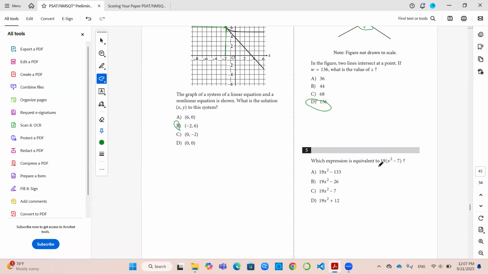Which expression is equivalent to this? So 19x squared. What is 19 times minus 7? That's 133. So A is the correct answer.